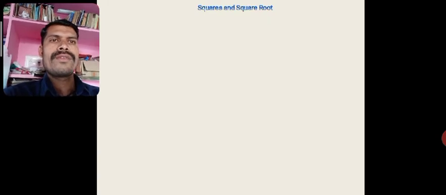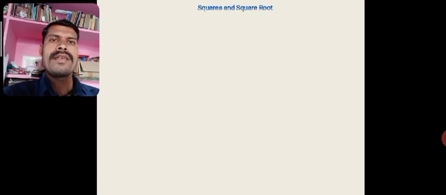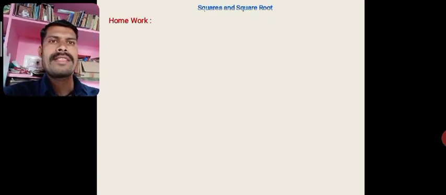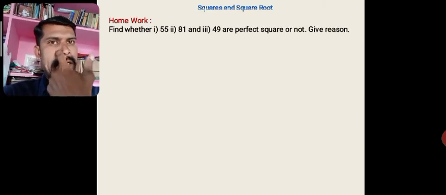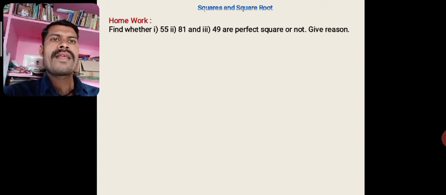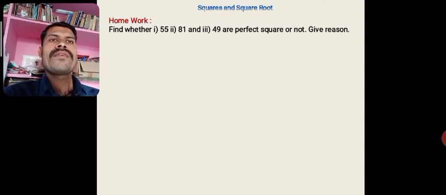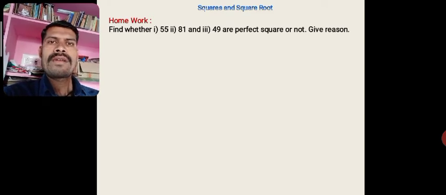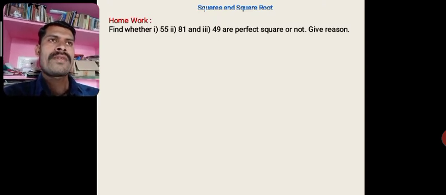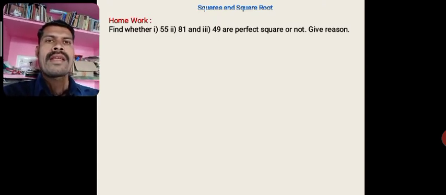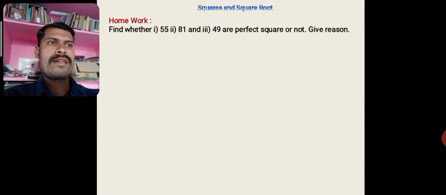So do some exercise to understand more about this. Take some homework, applying that same rule. Find whether 55, 81 and 49 are perfect squares or not. You have to give the proper reason for this. If they are perfect squares, why they are perfect squares. If they are not, why they are not. Okay.